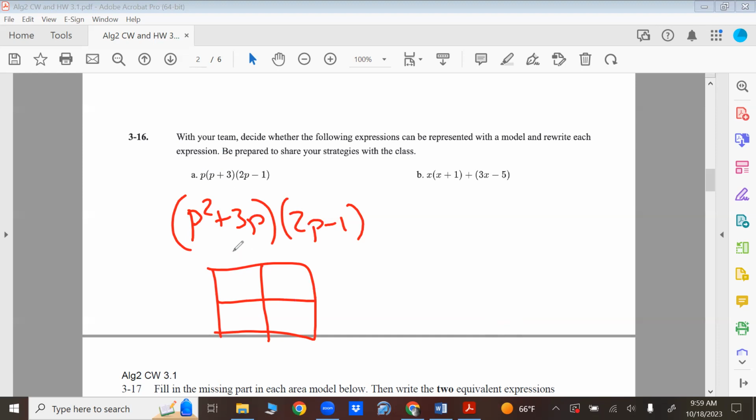So you do P squared, 3P, 2P, negative 1. There we go. Okay, so all's good.